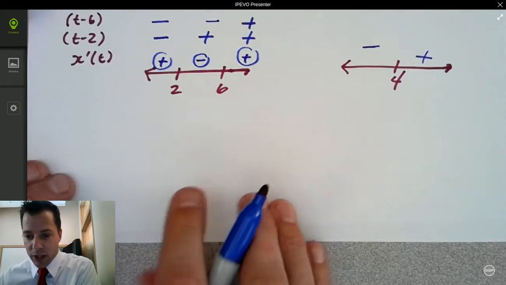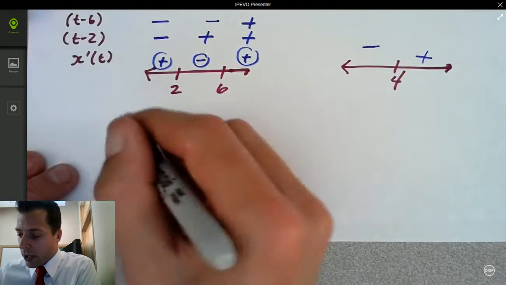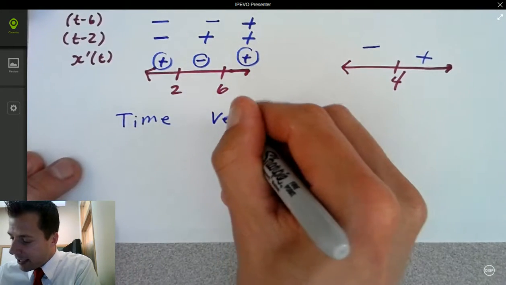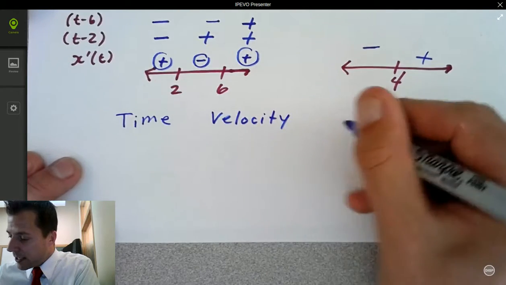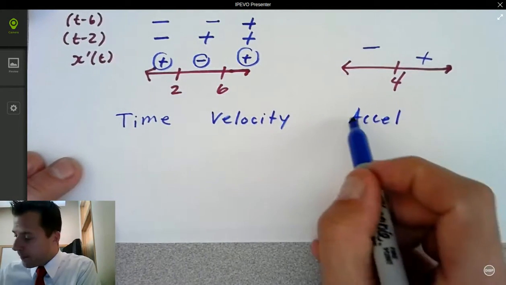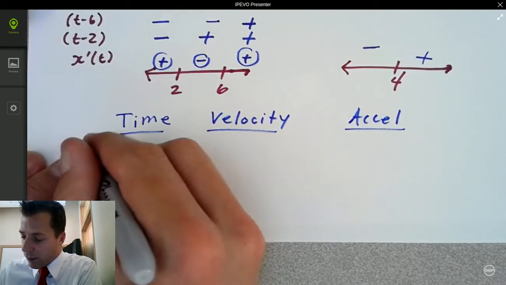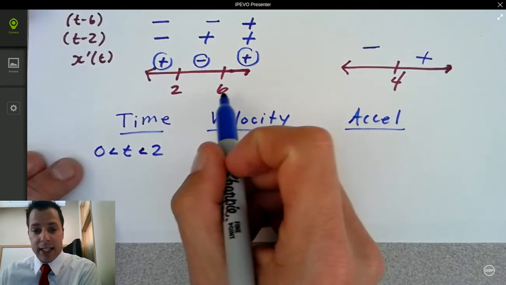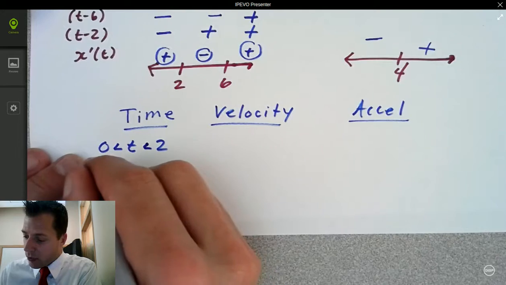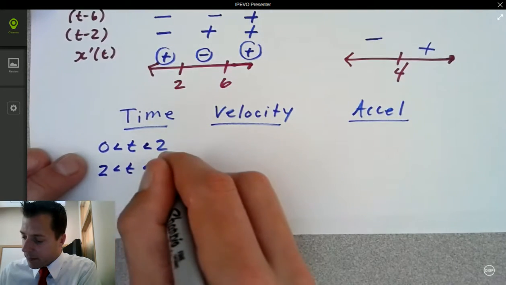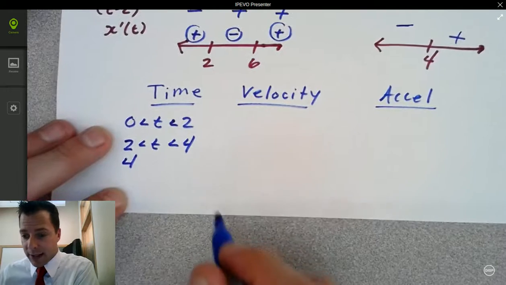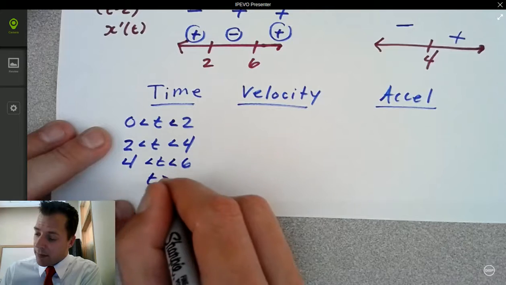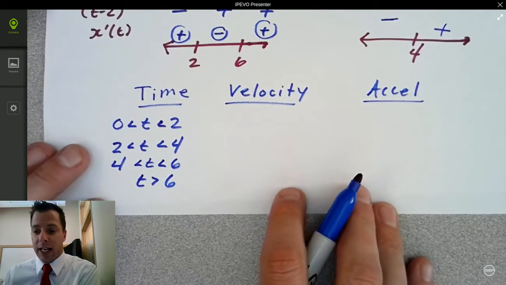Now I'm going to put all of this together. Okay, and you can do this by interval. So we're going to start with time, velocity, acceleration. We're going to go from 0 to 2 seconds. I would go to 6 seconds on the next one, but 4 is important here. So we're going to go between 2 and 4 seconds, 4 and 6 seconds, and t is greater than 6. And now we can just fill out our sign lines.